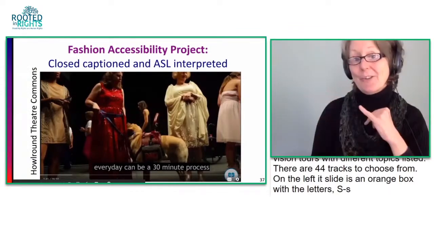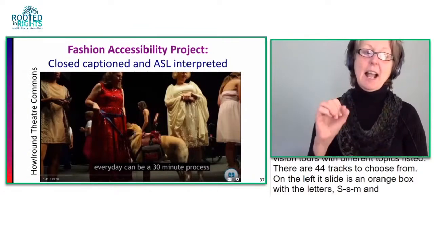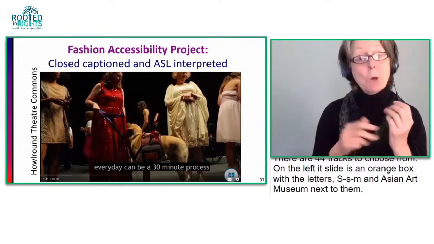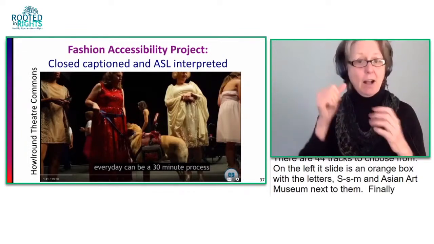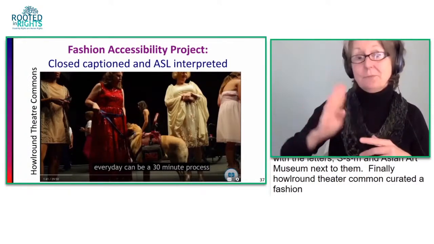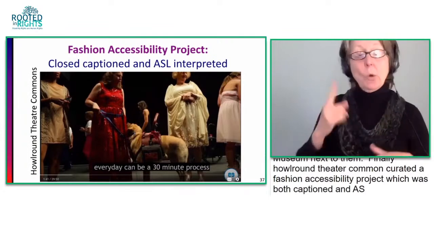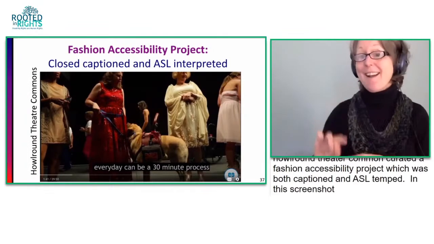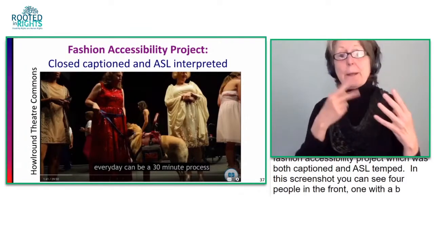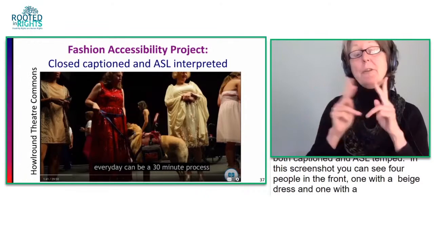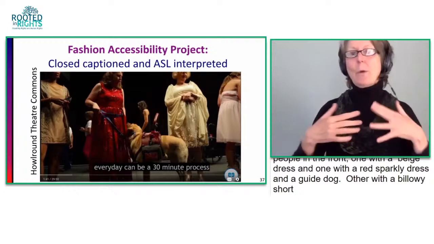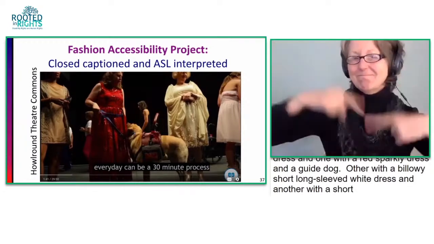Finally, HowlRound Theater Commons curated a fashion accessibility project, which was both captioned and ASL interpreted. In this screenshot, you can see 4 people in the front, one with a beige dress, one with a red sparkly dress with a guide dog, another with a billowy short long sleeve white dress, and another with a short pink dress. There are 2 other people in the background. They are on a stage. What's happening is that these people are showcasing their outfits on the stage, and there are all kinds of people. Next, please.